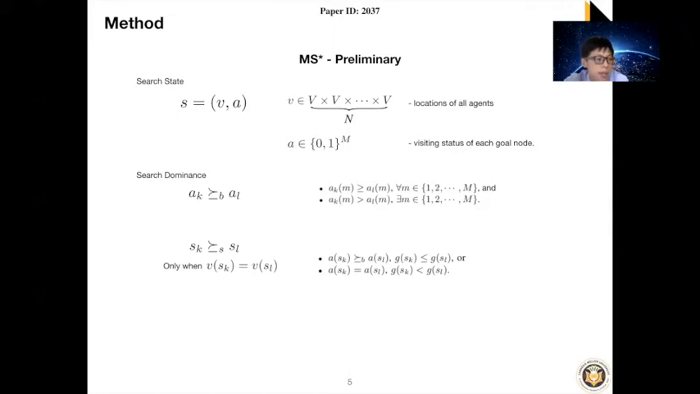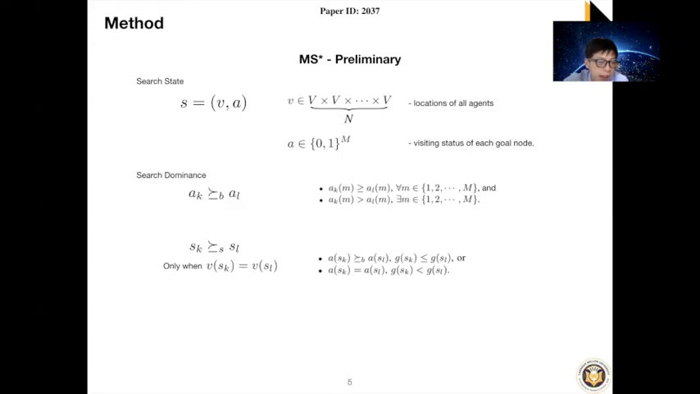To compare two states, we introduce two new types of dominance. First, we introduce a dominance between binary vectors. I will skip reading the math here. Intuitively, it means that given two binary vectors, a_k and a_l, if a_k dominates a_l, every visited goal node in a_l is also visited in a_k, and a_k has at least one more goal node visited than a_l.